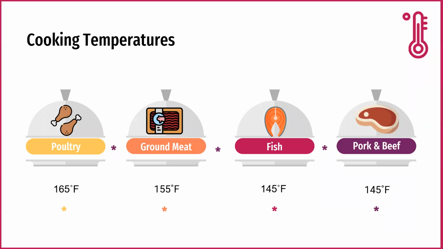So cooking temperatures, you do want to make sure these are the correct cooking temperatures for different types of meats. So poultry, you want to make sure it's heated up to 165 degrees Fahrenheit. Ground meat is 155. Fish, pork, and beef are all 145 degrees Fahrenheit. So when we're microwaving food, we want to also make sure we microwave thoroughly to at least 165 degrees Fahrenheit.